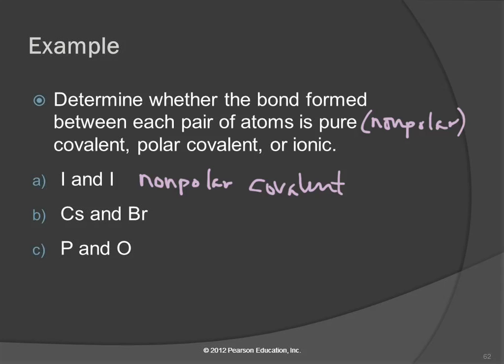How about between cesium and bromine? Well, find them on the periodic table. It's going to be ionic because cesium is a metal, bromine's a nonmetal. Metals and nonmetals always form ionic compounds. How about phosphorus and oxygen? Polar covalent. Two nonmetals, they're not the same. So polar covalent. So this is the level of question that I would ask you on an exam. Not asking you to look at the table and do subtracting and compare to this guideline and stuff like that.